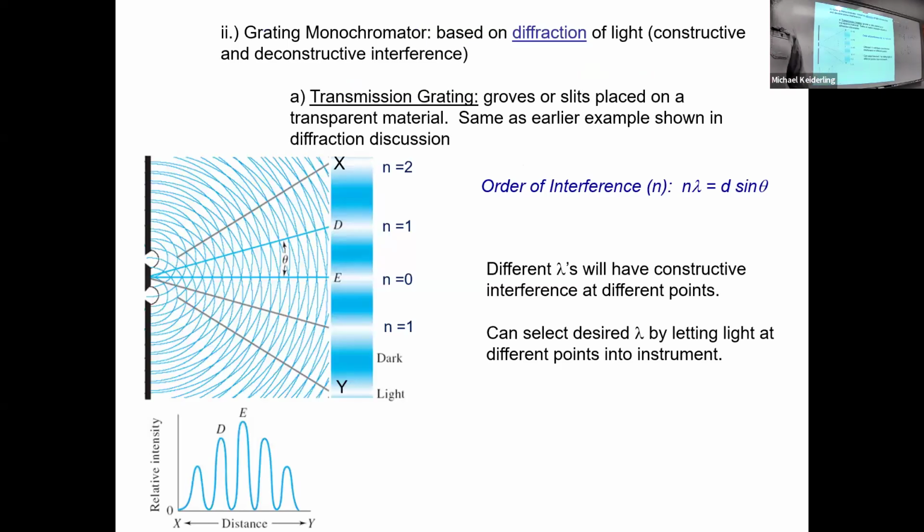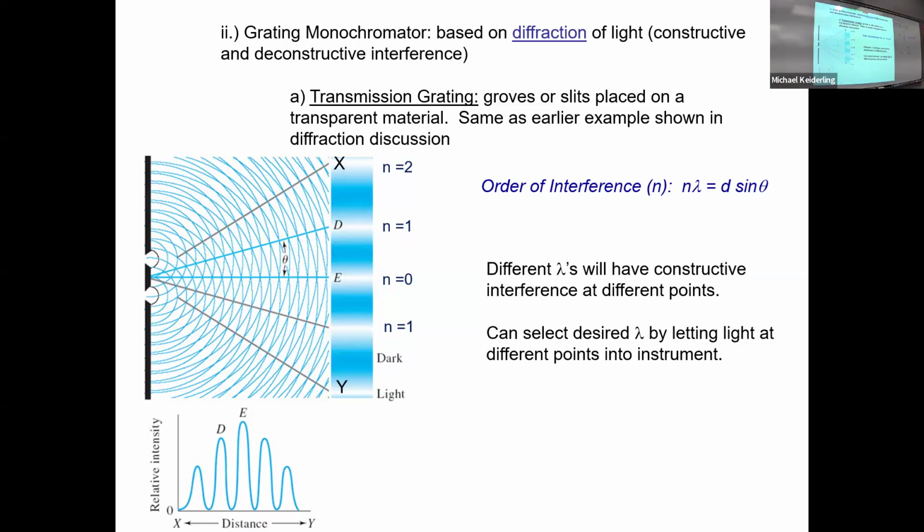But you can also have a grating monochromator. A grating monochromator is based on diffraction of light and constructive and destructive interference of that diffracted light. So a transmission grating, which is like these gratings that I showed you, is one where you run the light through it. A bunch of grooves or slits in some transparent material.